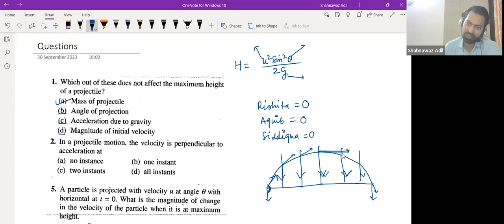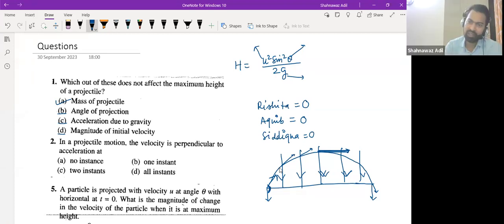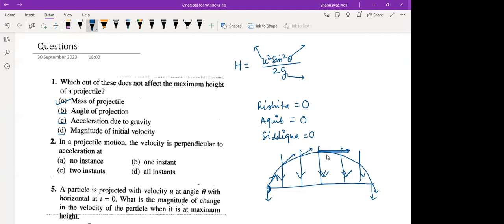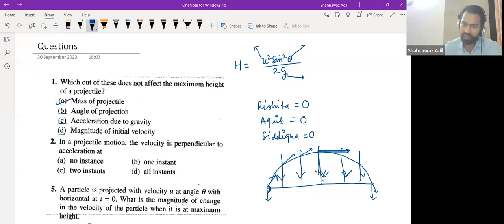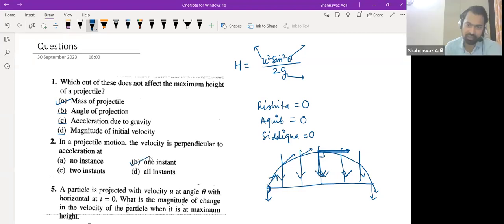At the maximum height? Is this the velocity vector at the maximum height? Yes, guys. At maximum height, there is only horizontal velocity, right? And this is the gravity. So what is the angle? So there would be 90 degrees at one instant. Understood, everyone?